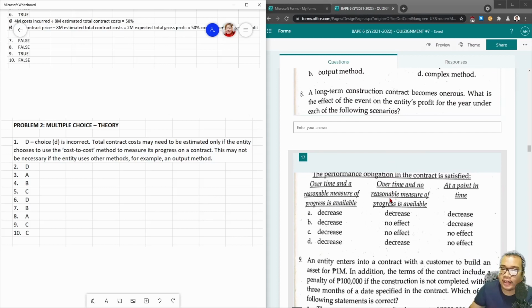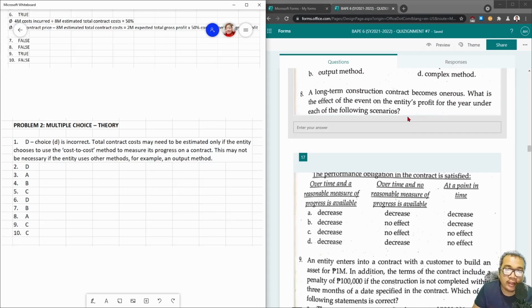A long-term contract, number 8, contract becomes onerous. Di ba? Ano meaning ng onerous? Yung estimated cost mo, mas mataas na sa contract price, di ba? So, basically, parang nalulugi ka. So, malulugi ka. Kasi mas mataas yung cost kaysa magkano yung marireceive mo, di ba?